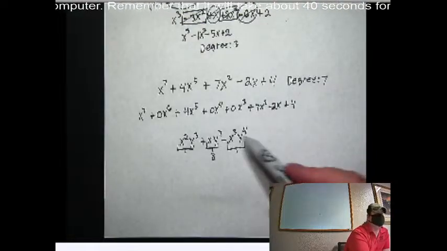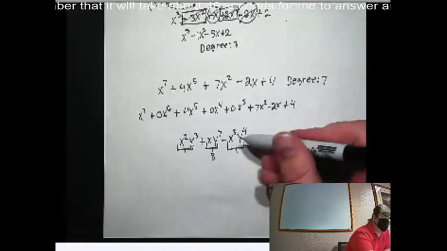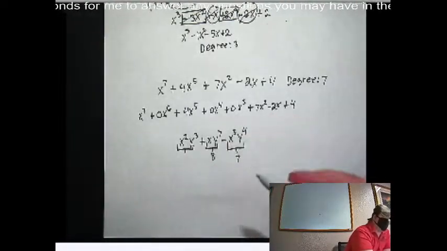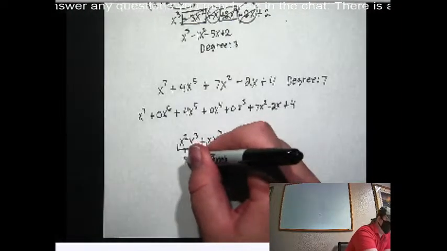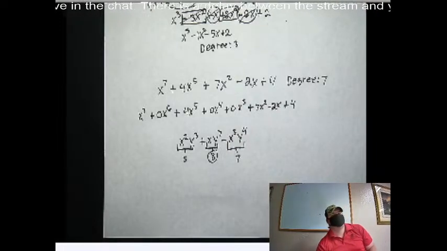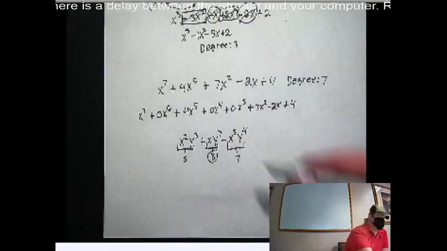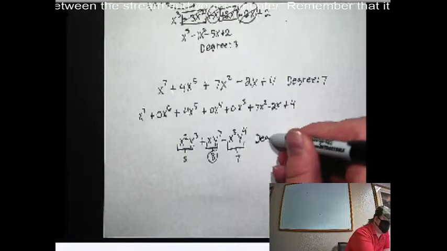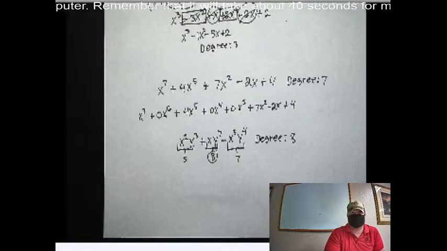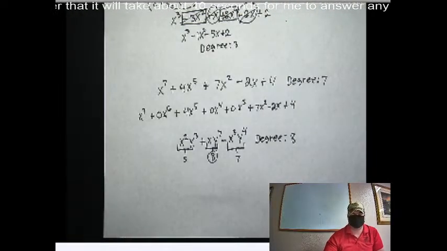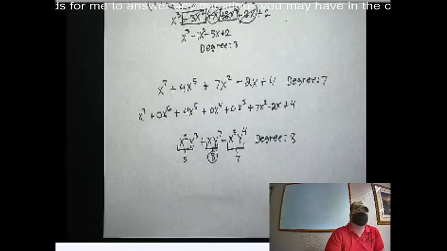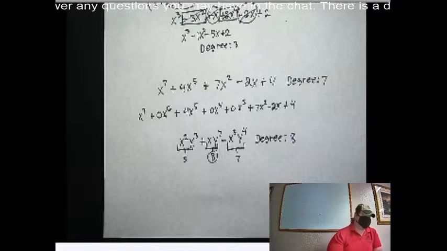Okay, so what's the overall power here? 7. What's the overall power here? Not 6. 5. So the actual highest power is 8. So the degree for this polynomial is 8. Any questions? None? Makes sense? All right.